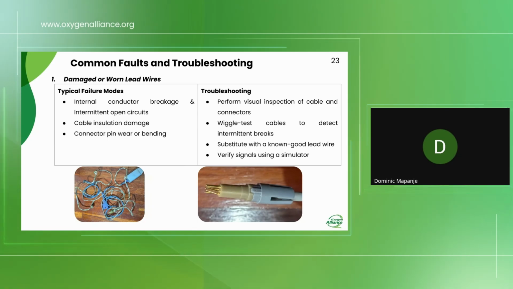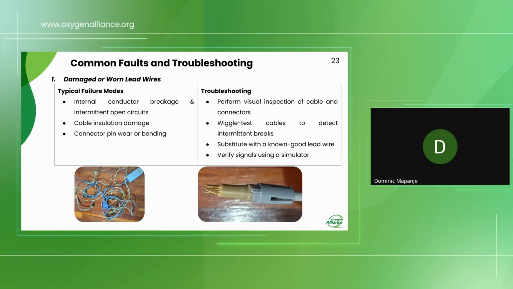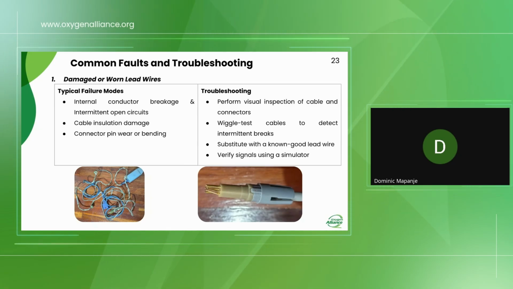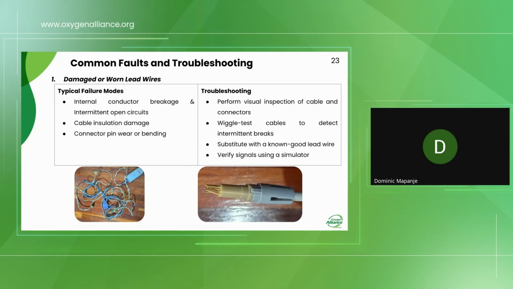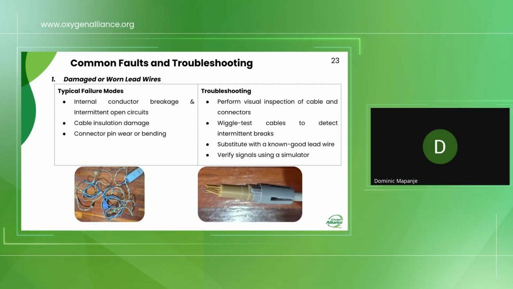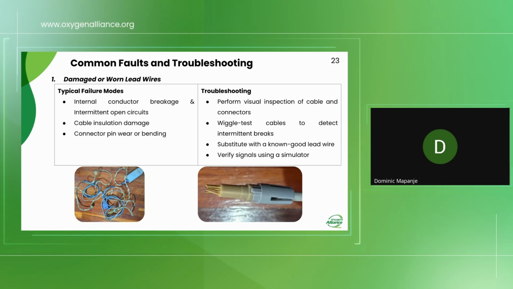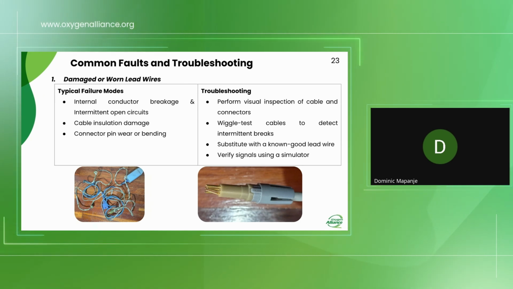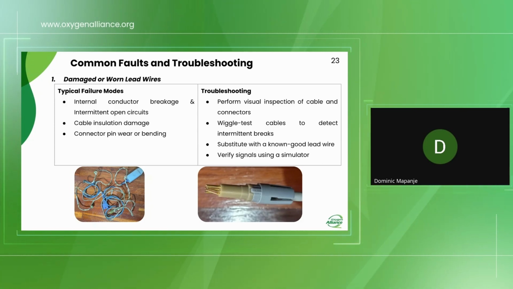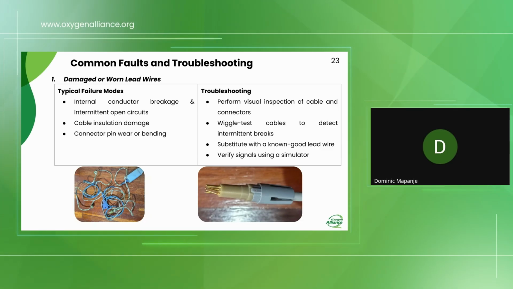You can also perform a wiggle test. So you would go along your probe to see if there are any weak points. Of course, this is not really reliable, but sometimes it can actually work. You can use it to see where there are breakages in the internal wires of the probe. Another best way is actually to just substitute with a known good probe or sensor. So you know that if you have replaced it and it is working, that means the other one has a problem. And also you can verify using a simulator.